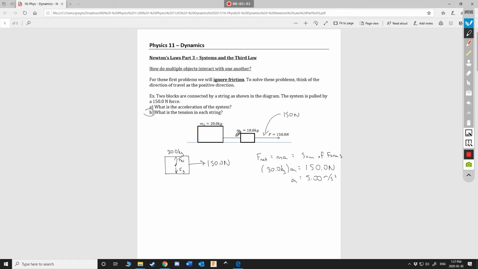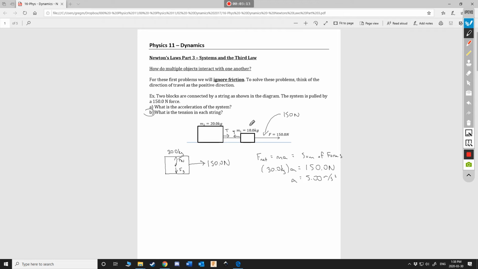Newton's third law states that for every action there's an equal and opposite reaction. So basically this 10 kilogram block is pulling on the 20 kilogram block, but at the same time the 20 kilogram block is pulling on the 10 kilogram block. So we draw the forces like this, T and T.